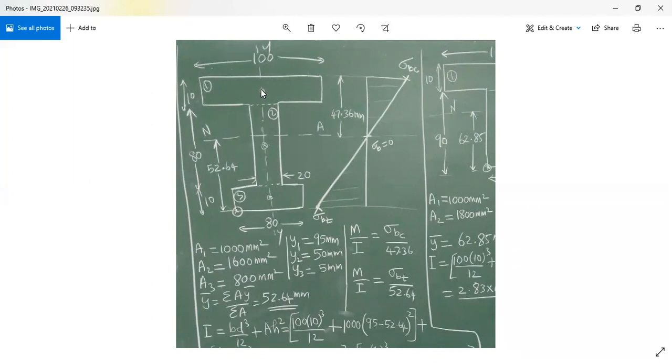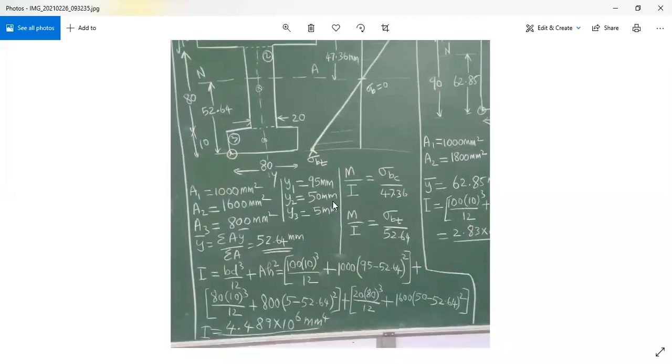And the areas: a1 is 100 into 10, a2 is 80 into 20, a3 is 80 into 10. So a1 y1 plus a2 y2 plus a3 y3 divided by a1 plus a2 plus a3 is nothing but y bar. After obtaining this y bar from our reference point, we are now locating the x axis, the neutral axis, at a distance of 52.64 millimeter above the reference point.